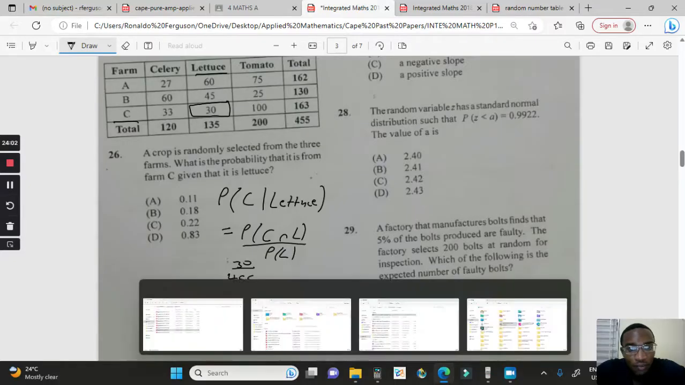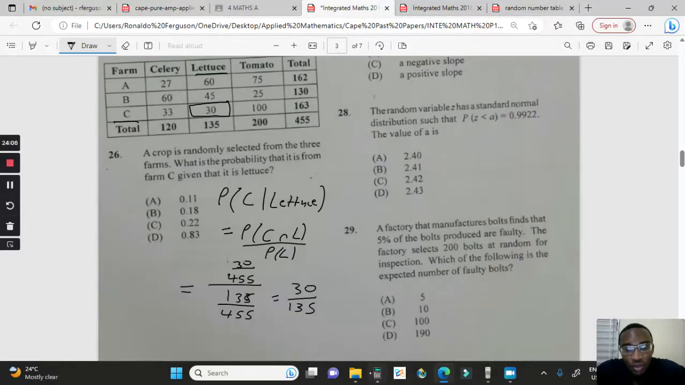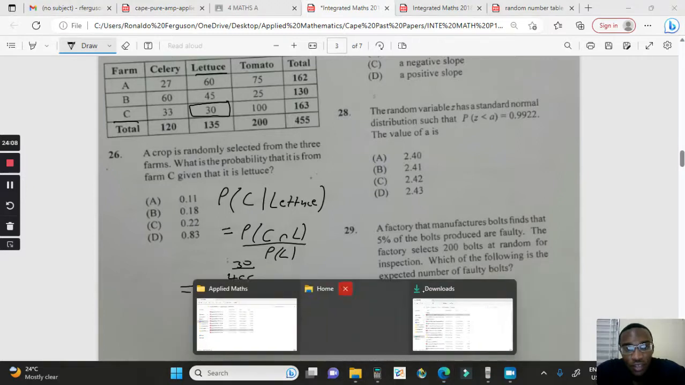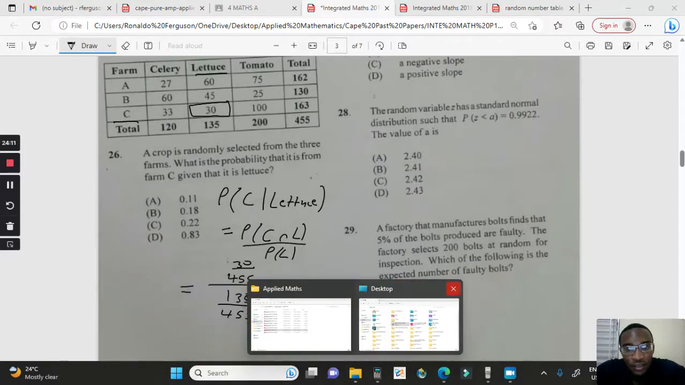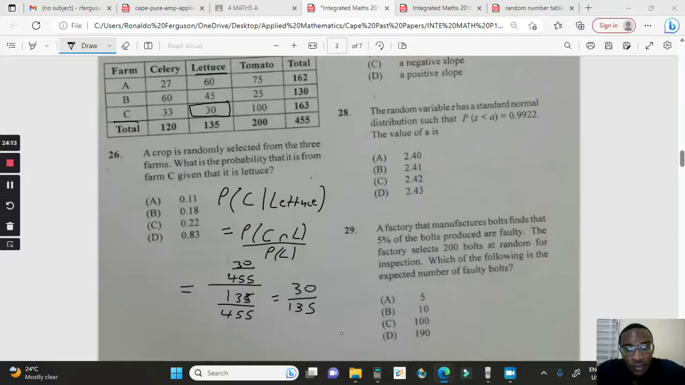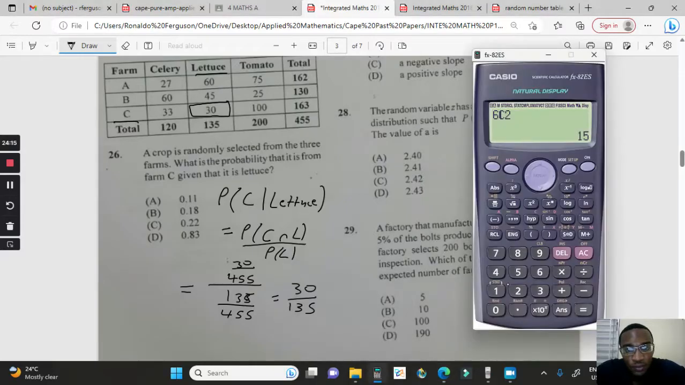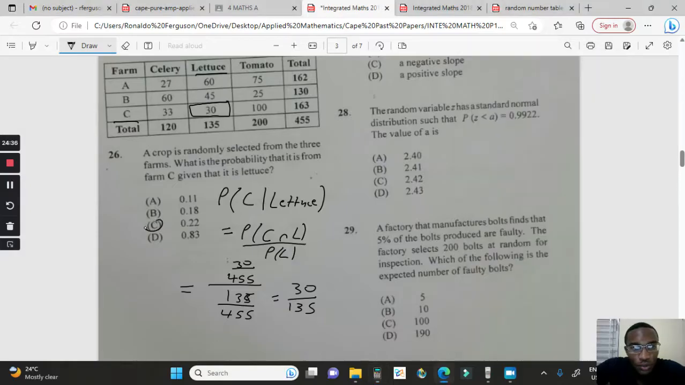We'll put that in the calculator. 30 divided by 135. And that's 2 over 9, or some might say 0.2222. Alright.